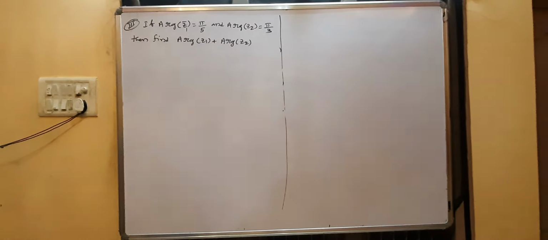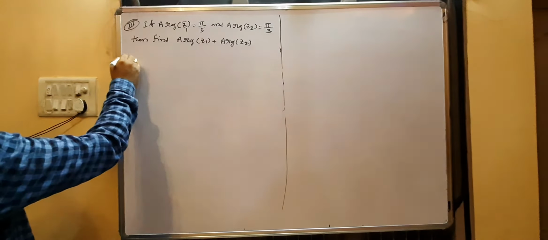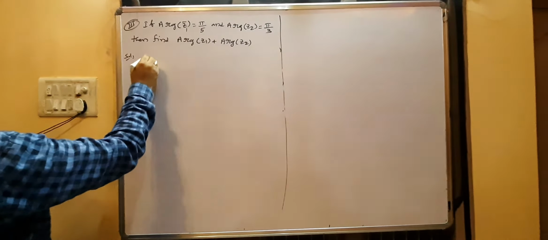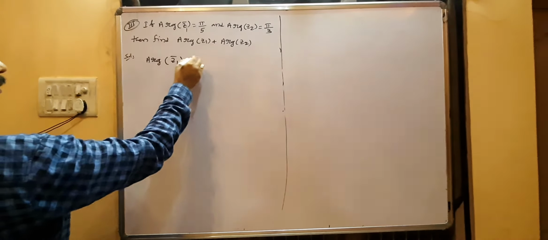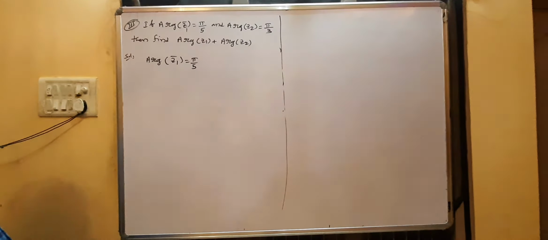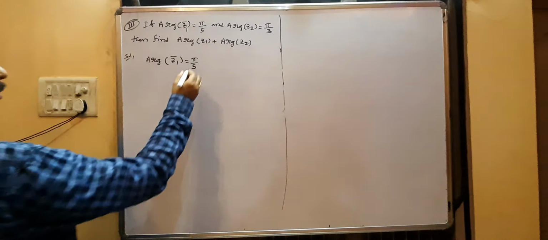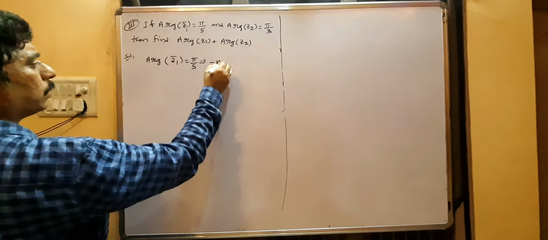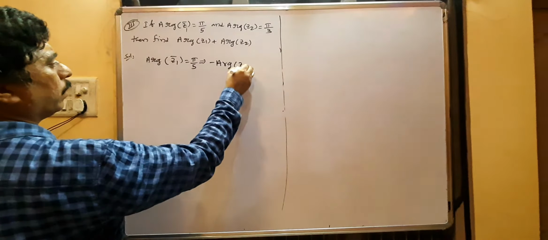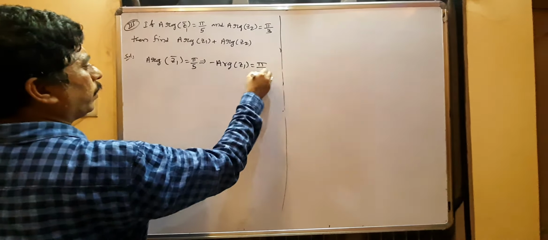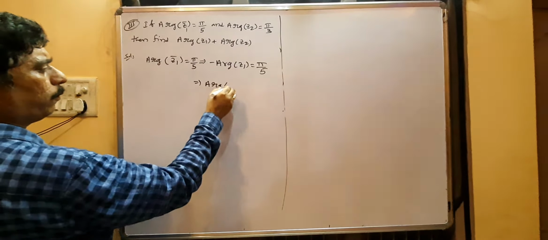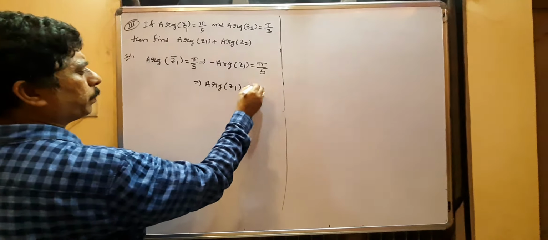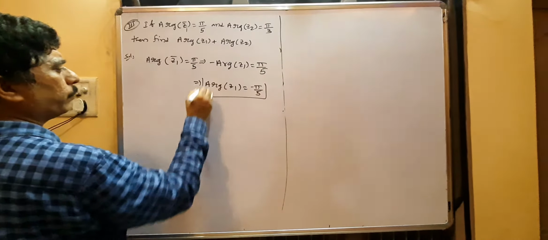Coming to next question. Third bit. Argument of z1 conjugate is pi by 5. Argument of z conjugate means minus argument of z. That means minus argument of z1 equal to pi by 5. Multiply, minus argument of z1 equal to minus pi by 5 is the value.